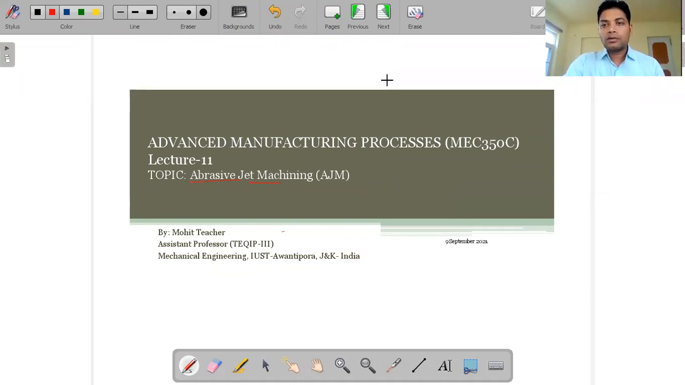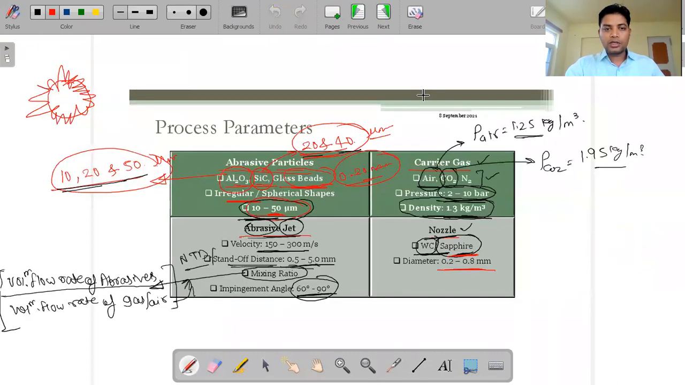So when they impinge over the workpiece surface they remove the material. That we have discussed, along with the principle, working and the material removal rate, yesterday. We also discussed the process parameters. There are four process parameters: abrasive particles, carrier gas, and the abrasive jet that we are using in the nozzle. We have already discussed that in detail yesterday.